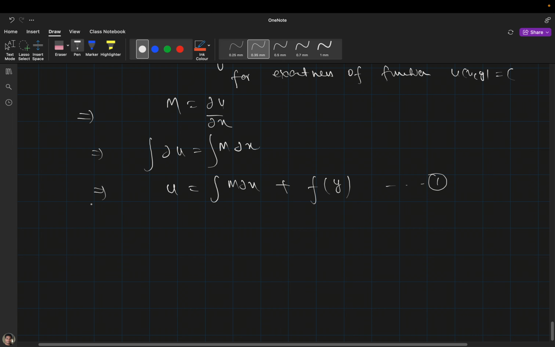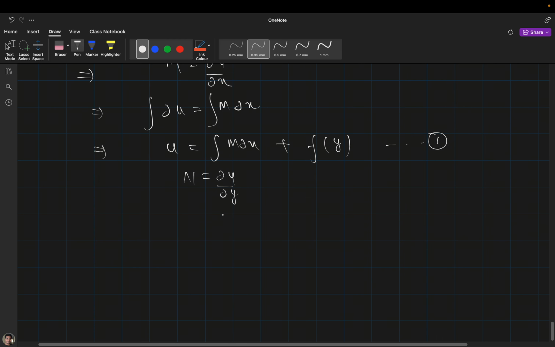Okay. Now I already know that N equals what? Del u by del y. So again I have to satisfy this equation also. You already got the function u, but still I don't know what is f(y). So to get f(y) I will use this. So you have to differentiate u, this equation, with respect to y partially. What will I do? I will write like this.